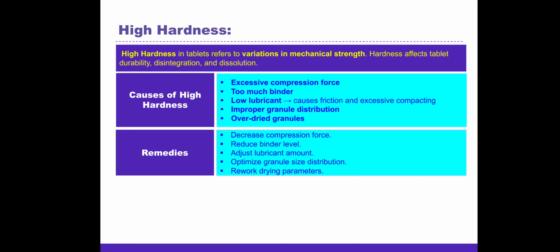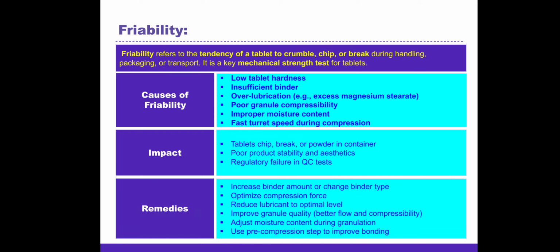Then rework drying parameters, optimize granule size distribution. These two parameters are related to process, means ultimately we have to control the process within the limit. Now we'll see the next defect.